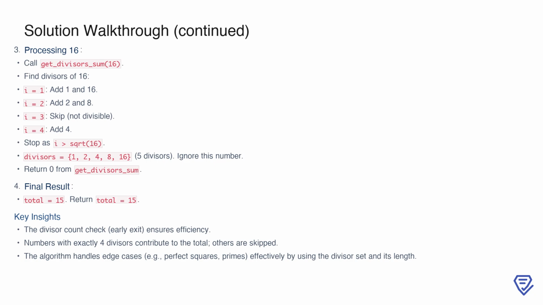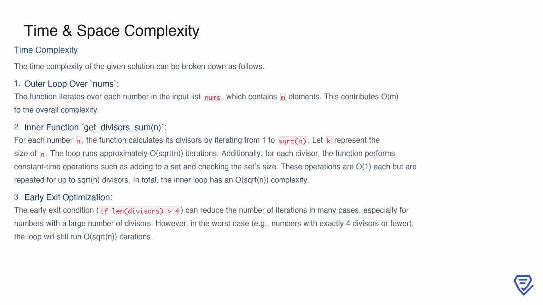This example highlights the efficiency of the algorithm in handling numbers with more than or fewer than 4 divisors, ensuring only valid numbers contribute to the sum. Here, we begin by analyzing the time complexity of the solution. The first component is the outer loop, which iterates over each number in the input list nums. If the list contains m elements, this contributes O(m) to the overall complexity.